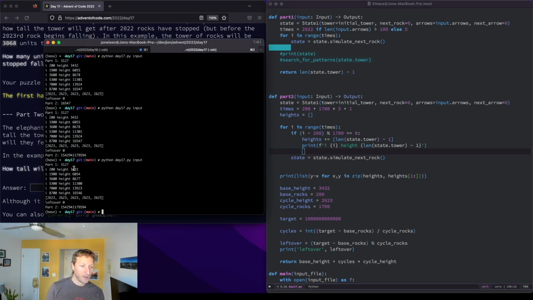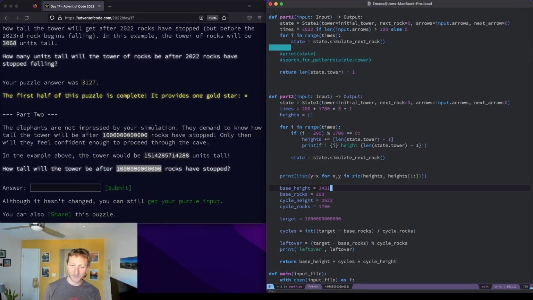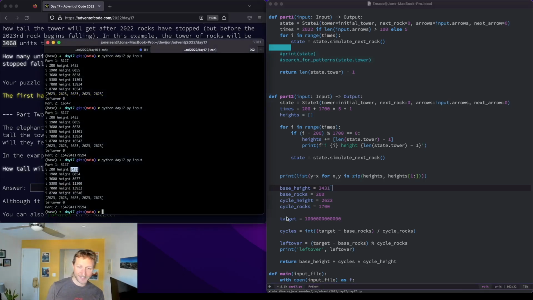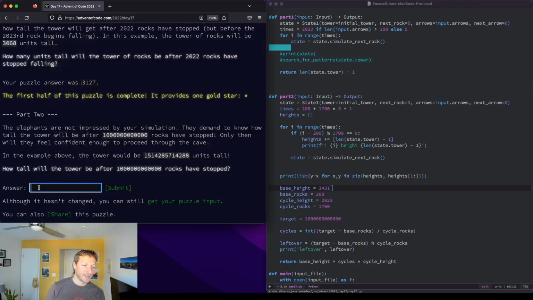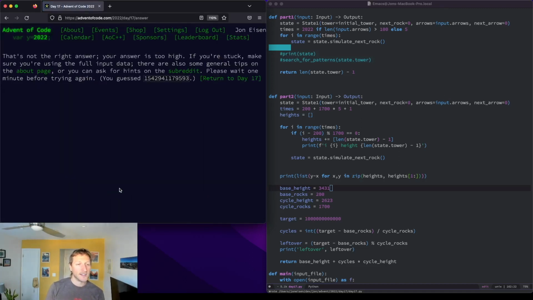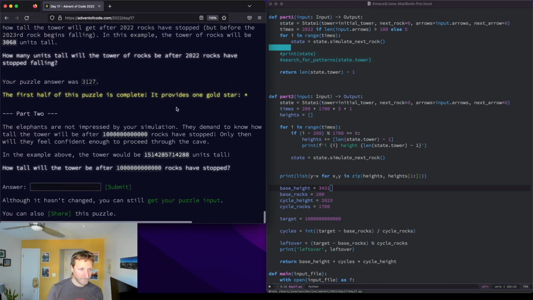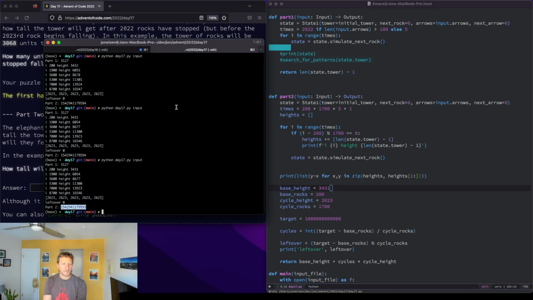We're still 2623, but the base height is 1 down. Oh my gosh. 3431. Oh my gosh. There's our answer. No! Okay. Because I is 0 when no rocks have fallen, and I is 1 after 1 rock has fallen. So it's 200 after 200 rocks have fallen, and it's 1900 after 1900 rocks have fallen.